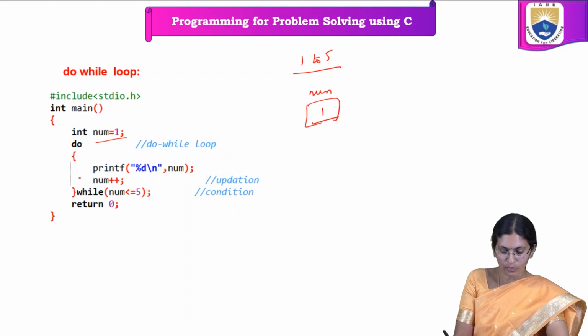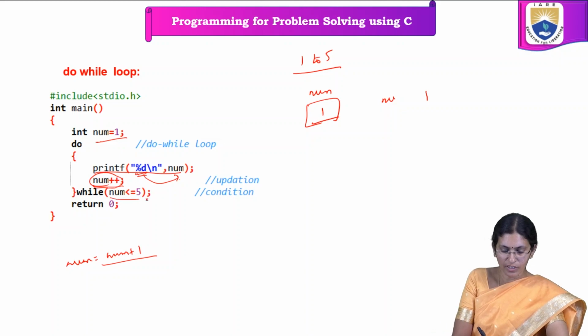Next, in the do while loop, we have written the printf statement. So percentage d here corresponds to the value of num. Initially num is equal to 1, so that will be printed. So the output will be 1. Next, in the next line we have num plus plus. So num plus plus is equal to num plus 1. Num is equal to num plus 1.